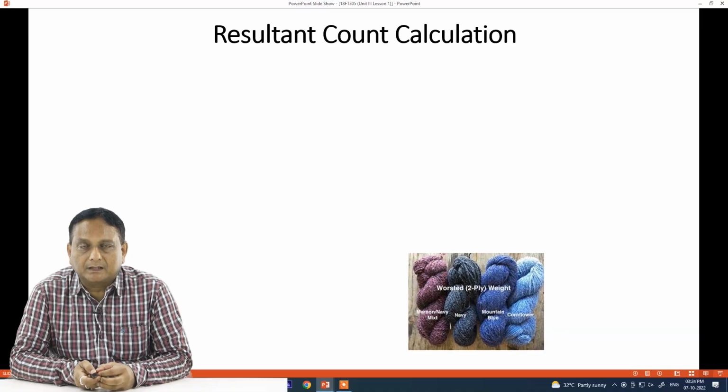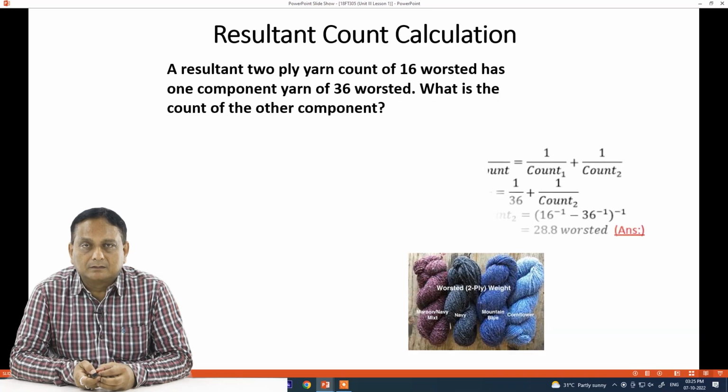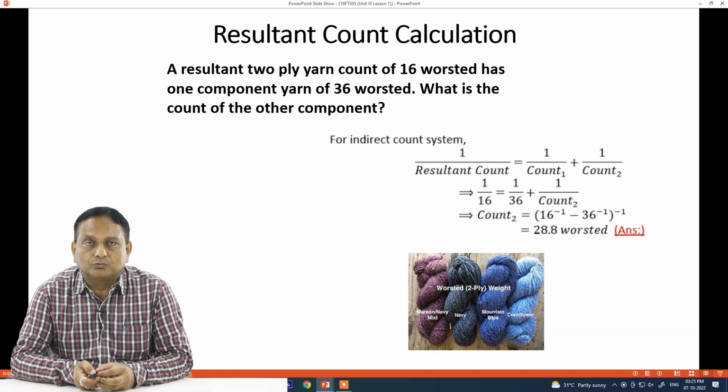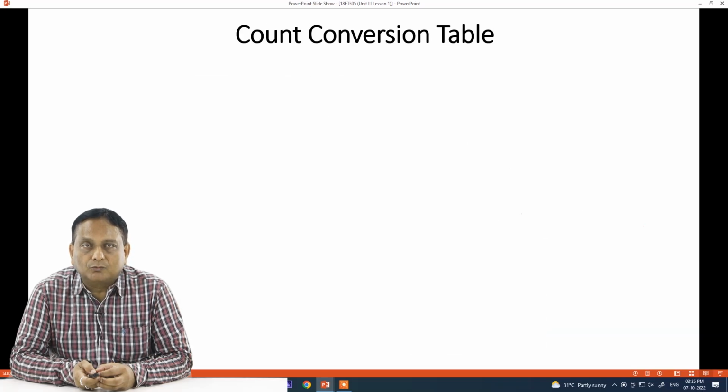Similarly, let us see the resultant count calculation of an indirect system. A 2-ply yarn of count 16 worsted has one component yarn of 36. What is the count of the other? Here the formula is different. 1 by resultant count 16 is equal to 1 by 36 plus 1 by count 2. So here we can get count 2, which we want to find. It comes to 28.8 worsted count. So we have seen the indirect system of count calculations and calculated the resultant count.